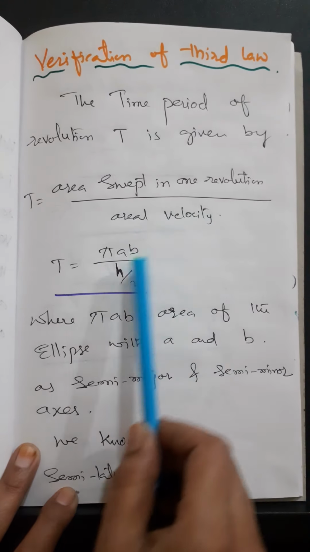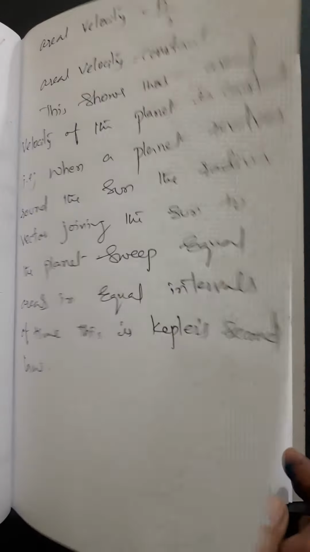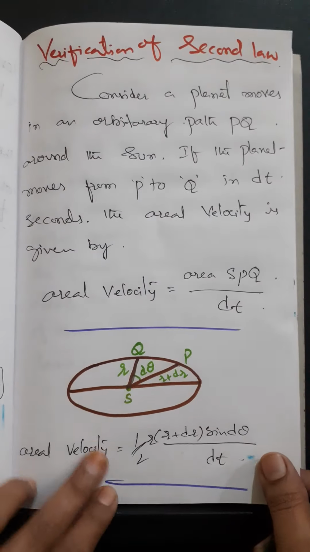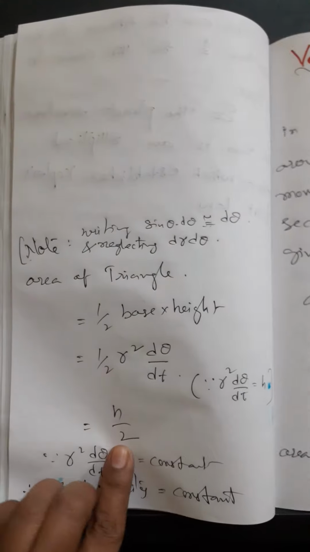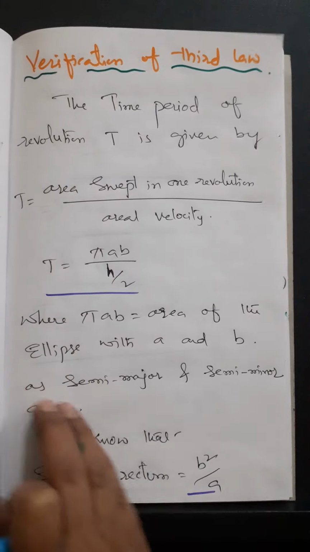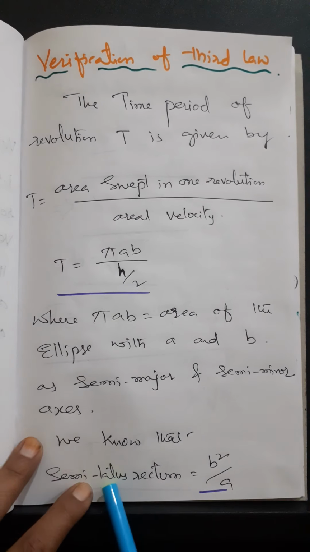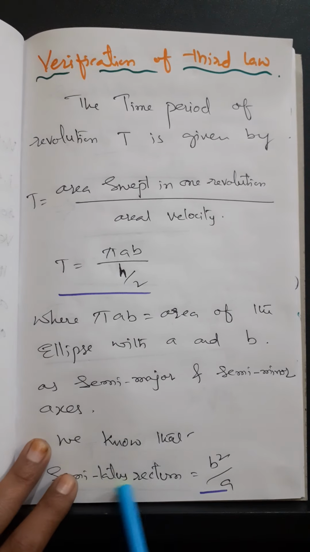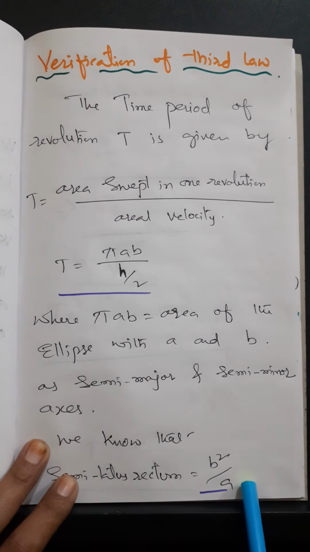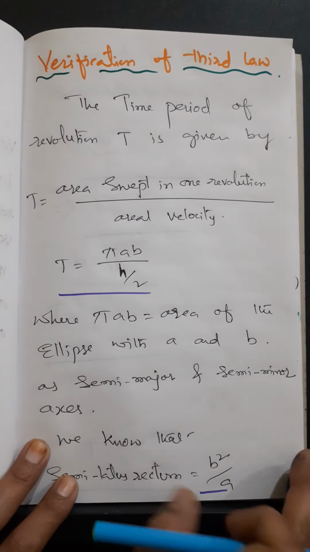And the areal velocity, we already know, remains constant. We proved that here. The areal velocity is h/2. So we can write the areal velocity as h/2. Here, we know that the semi-latus rectum L is b²/a. Semi-latus rectum L is b²/a.